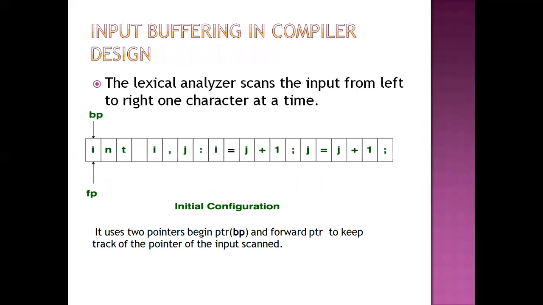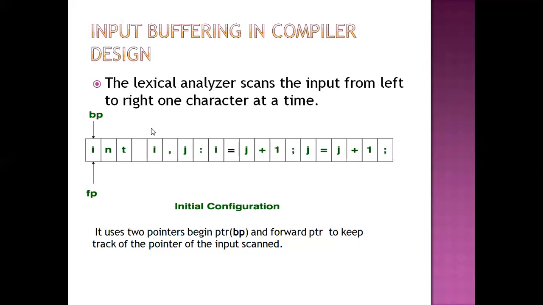The input buffer is a storage device. It is divided into cells like memory, and each cell holds a single character. It scans from left to right, one character at a time. Like in theory of computation, you already know about the Turing machine. The Turing machine also reads the characters one by one from left to right. The input buffer works in the same way here.